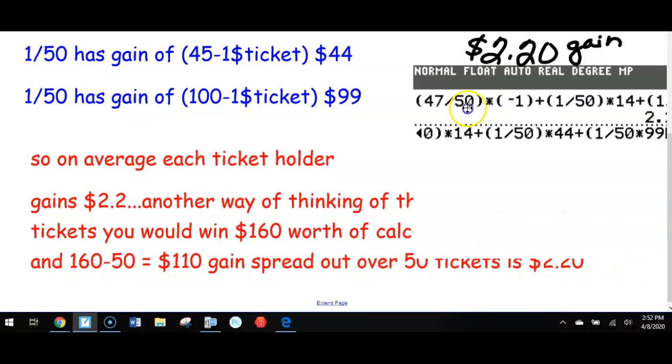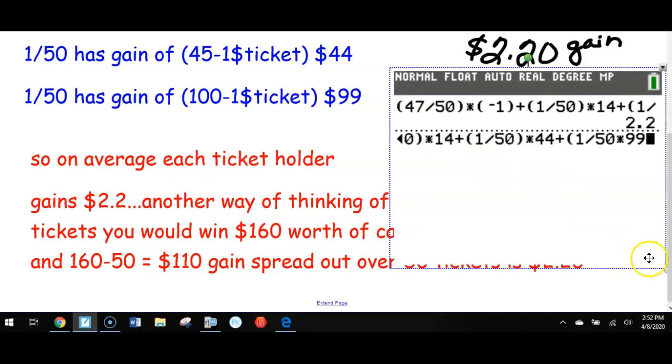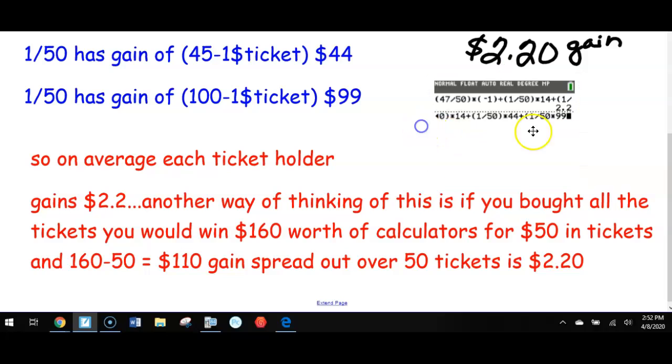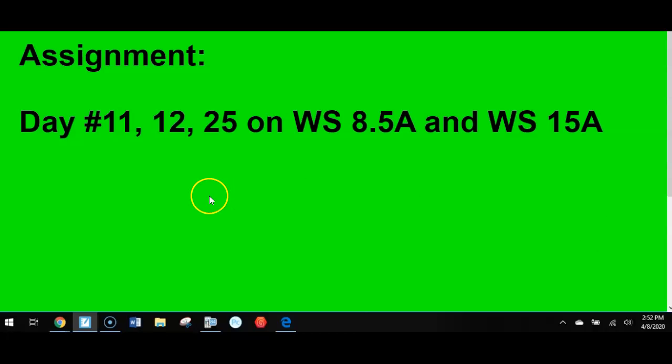Now let me put this little box back down here and make it smaller so you can see that in the notes. There we go. All right, so you have a few questions on this on 8.5a, and then you have some on 15a. So this was expected value. Sorry, this video got longer than I wanted it to, but expected value.